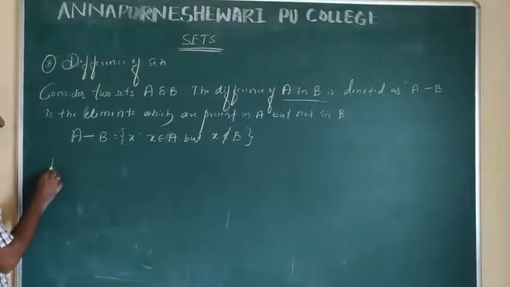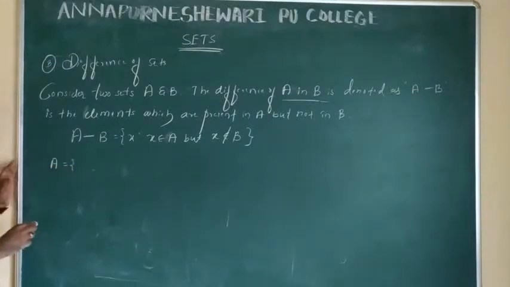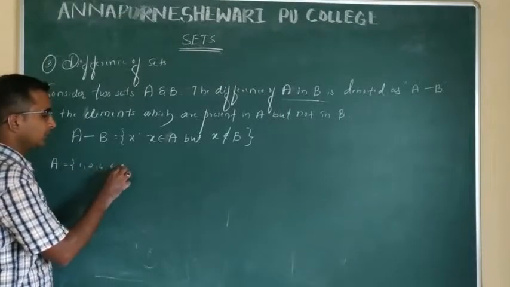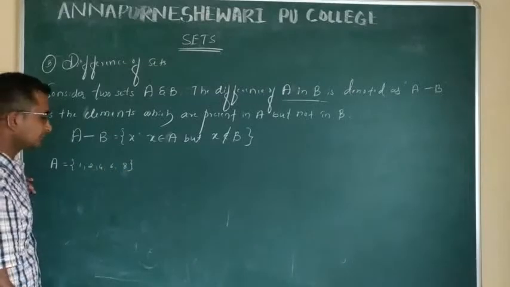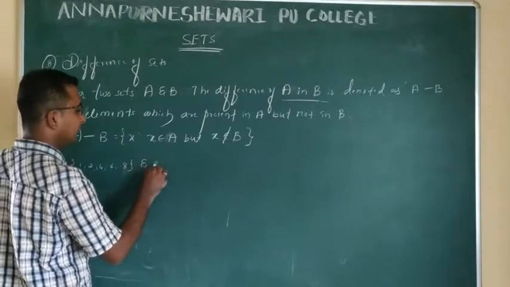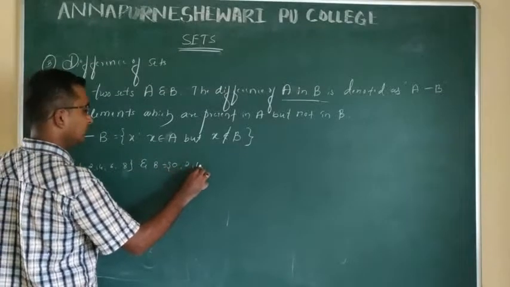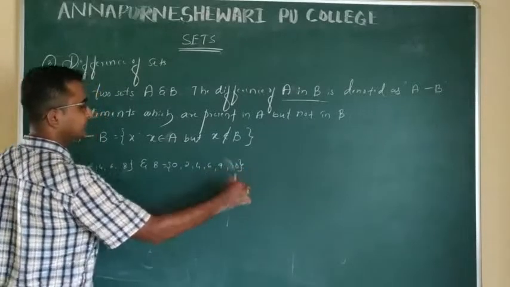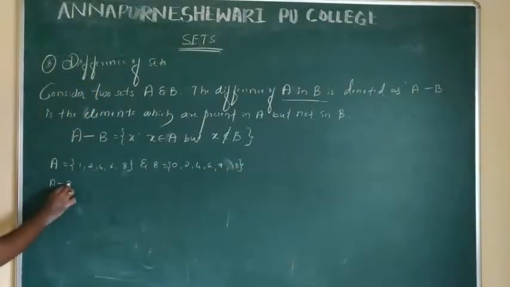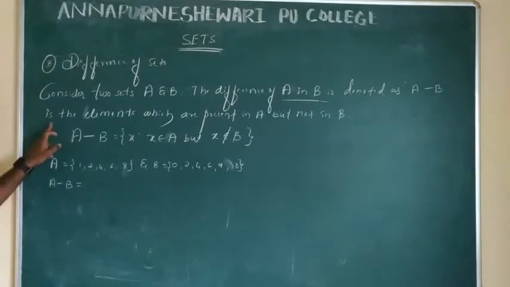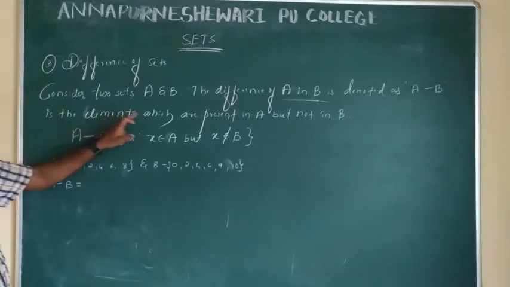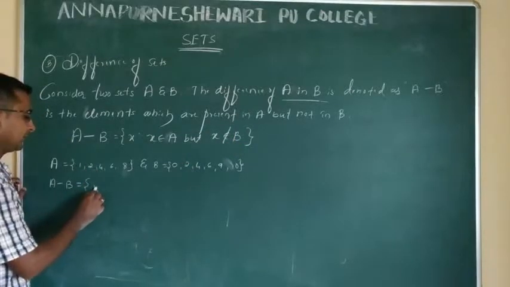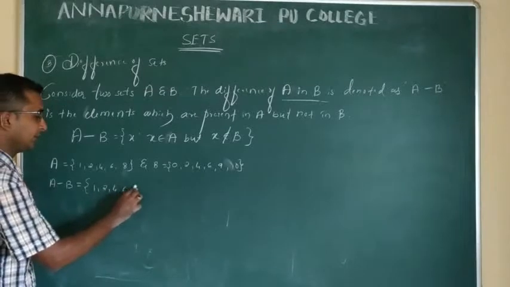If I take the examples, set A equal to 1, 2, 4, 6, 8 again. And the set B is equal to 0, 2, 4, 6, 9, 10 again. Then what is A minus B? A minus B is the elements which are present in A but not in B.